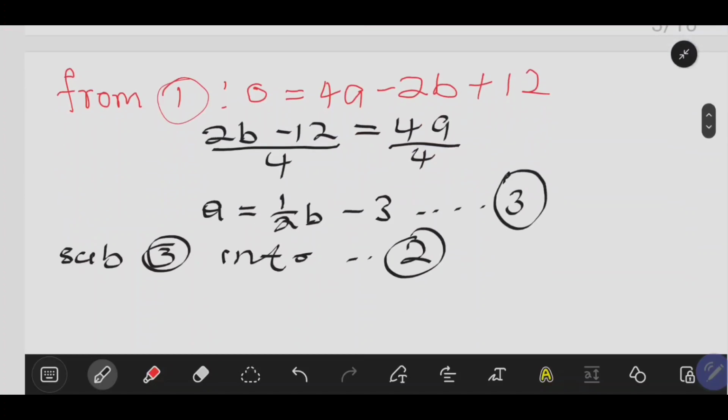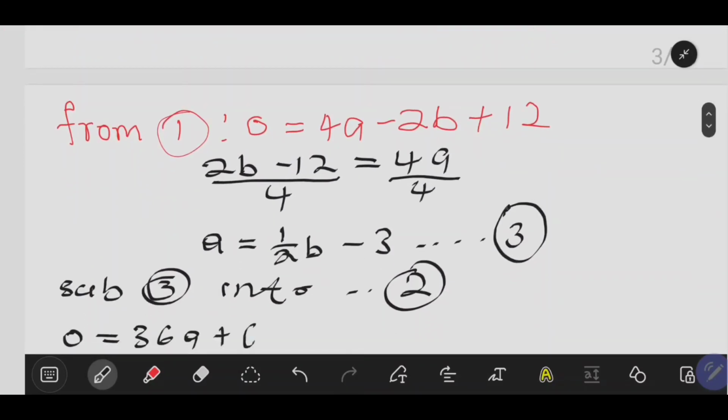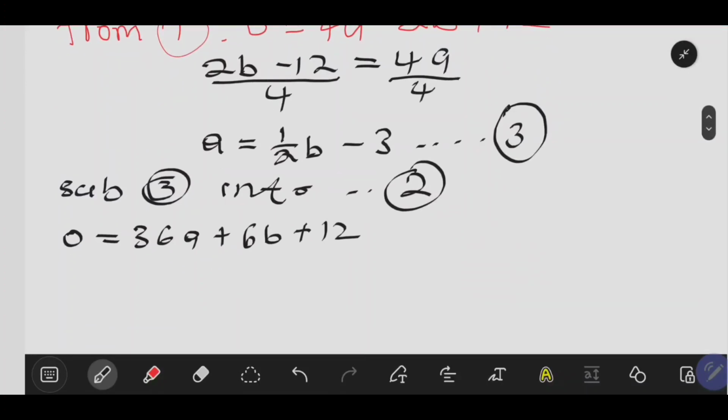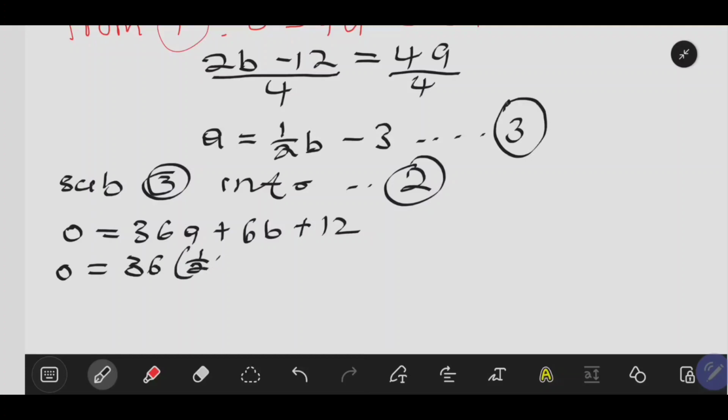Then our equation 2 is here. It's saying 0 is equal to 36a plus 6b plus 12. So where we see a, we're going to substitute half b minus 3. Then now we have 0 equals 36 times the value of a, half b minus 3, plus 6b plus 12.